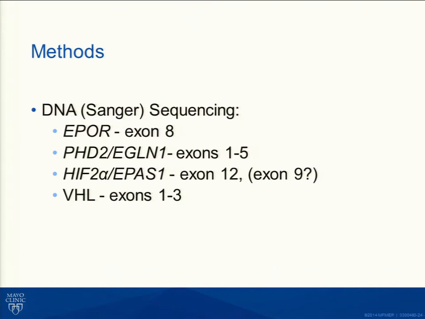So for the HIF2 alpha, all we need to do is look at exon 12, and now exon 9. And the other two genes are also easy because they're relatively small, so it's not a big deal to just sequence the whole gene.